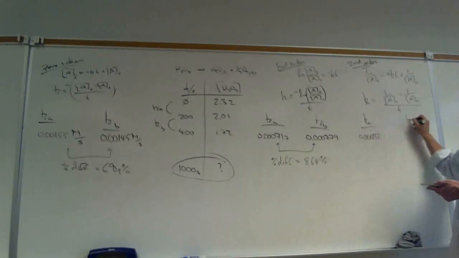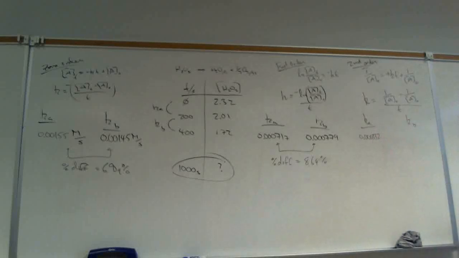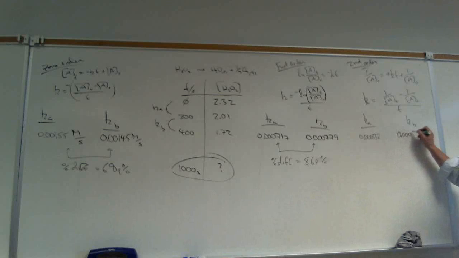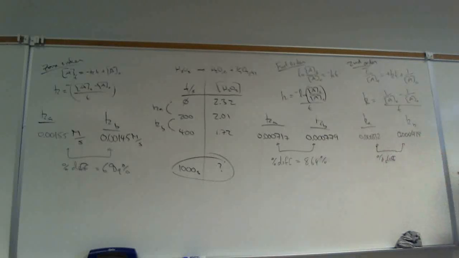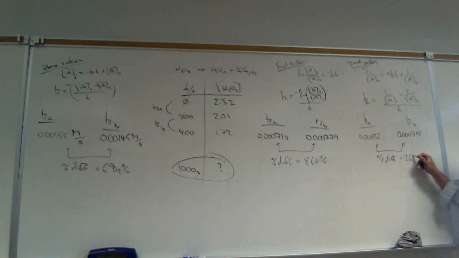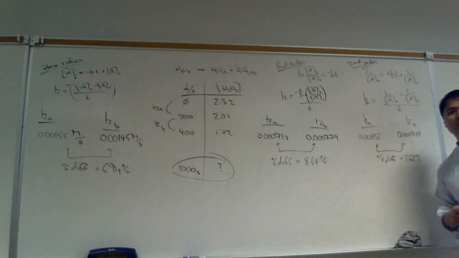0.000332, and then Kb, we'll do it again, 1.72 invert minus 2.01 invert equals, divided by 200, and it gives me 0.00494. I'll just do 419. And so if we calculate the percent difference here, it's 419 minus 332 divided by 332. 26.2%. That's off, right? It's considerably off.